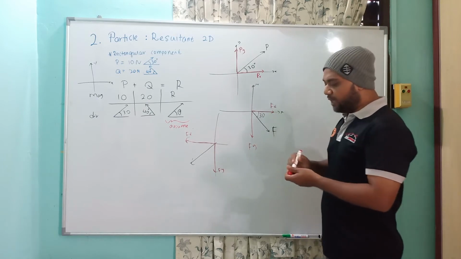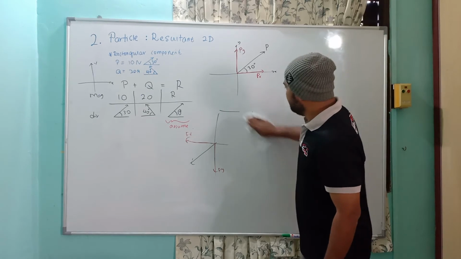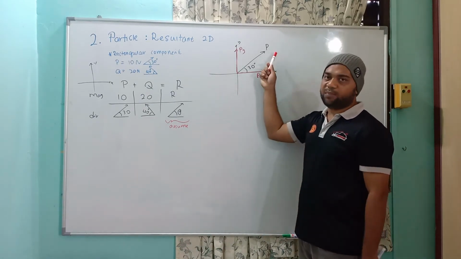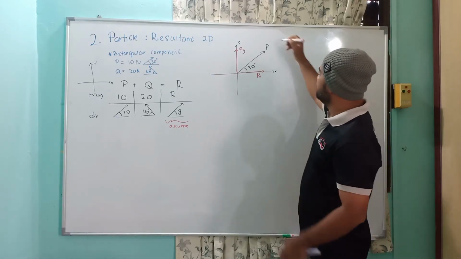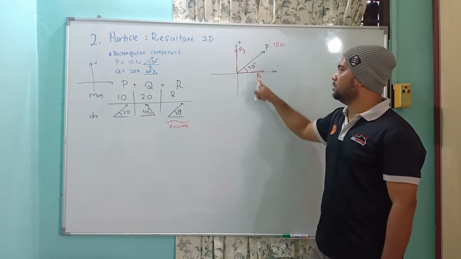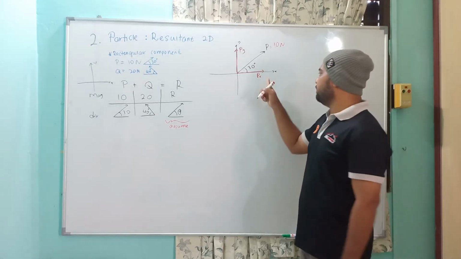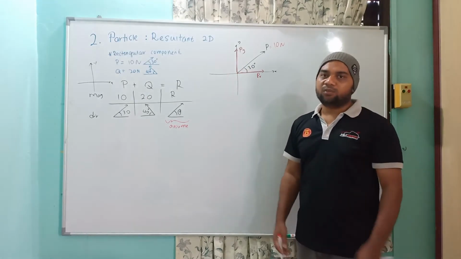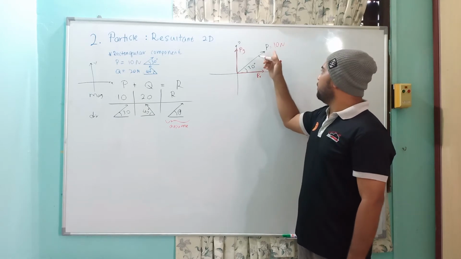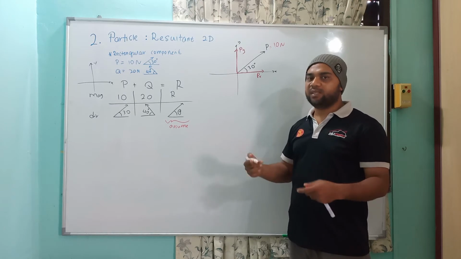Okay, so now we have resolved this force. How do you calculate it later on? If I resolve this one, say I have P, the value is known, equal to 10 Newton. If I resolve it into these two, I will have two more unknowns: Px I don't know, Py I don't know. So I have to make sure that this Px and Py are in terms of P and this theta, so that I eliminate the unknown and it becomes something that we know.